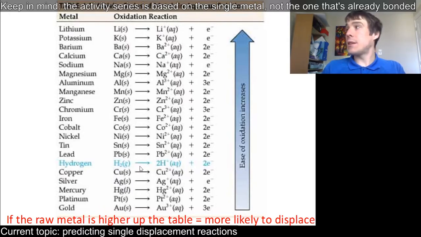One interesting note here is that hydrogen is right here. That would be hydrogen as an acid. So everything above this line will react with acids. Everything below it won't. Hydrogen in water will react with some of these things as well. Basically everything up above sodium will react with water. So that's kind of neat.